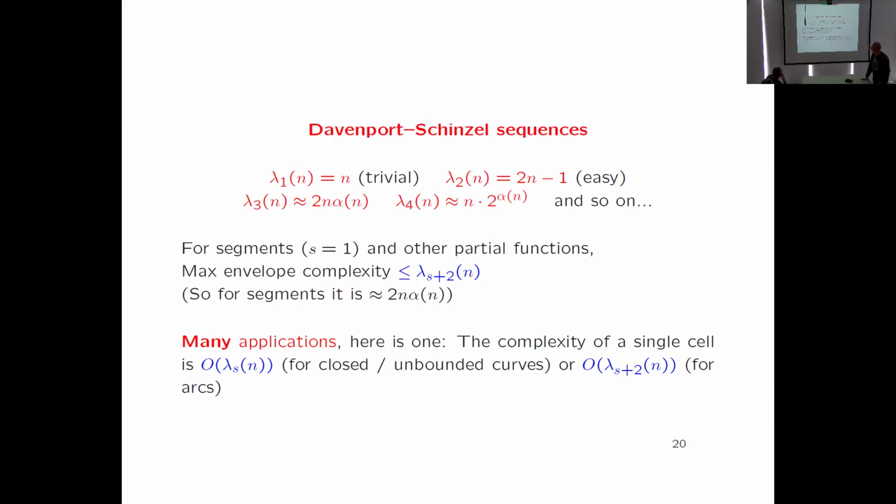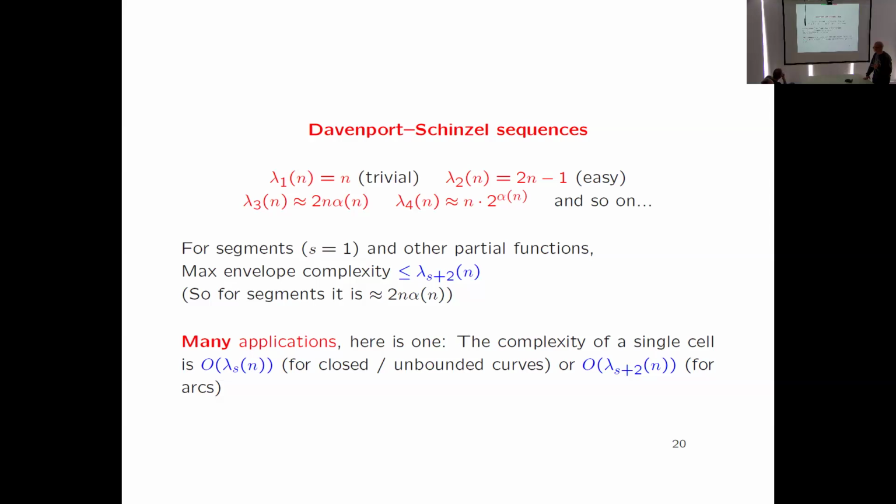Now, I mentioned that lambda 3 of n is about n alpha n. By now, the coefficient 2 is also known. Lambda 1 of n and lambda 2 of n are two exceptions where lambda 1 is trivial, for lines, for example, and lambda 2 is a nice exercise if you have nothing to do. It's a nice homework exercise. Every lambda is of the form n times some function of alpha n. Lambda 4 is n times 2 to the alpha n, and so on. It keeps growing, but this growth is ridiculous because alpha is quote unquote a constant, which it isn't, but still.